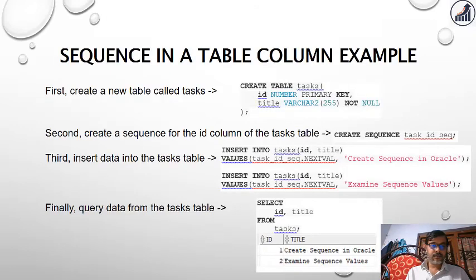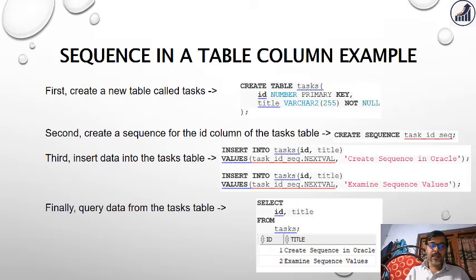Now, if we'd like to use this sequence in a table column example: prior to Oracle 12c, you can associate a sequence indirectly with a table column only at insert time. But look at the example. First, we have to create a new table called task. Create table task, ID number primary key, and title VARCHAR2 not null.